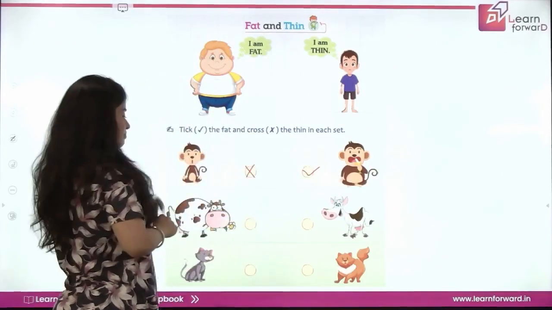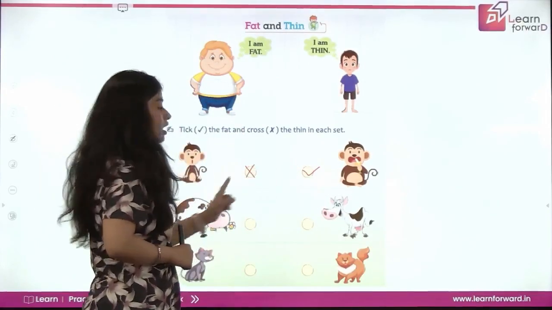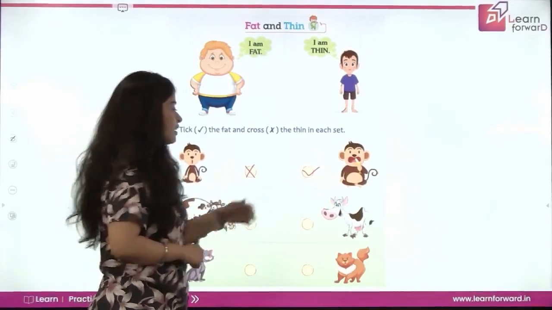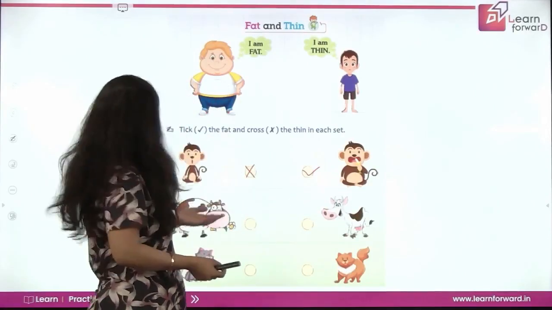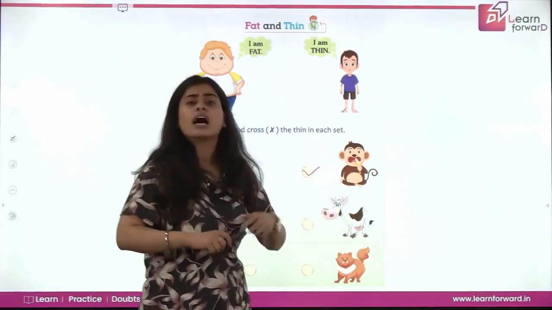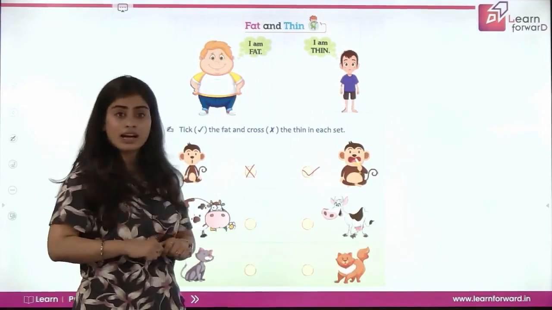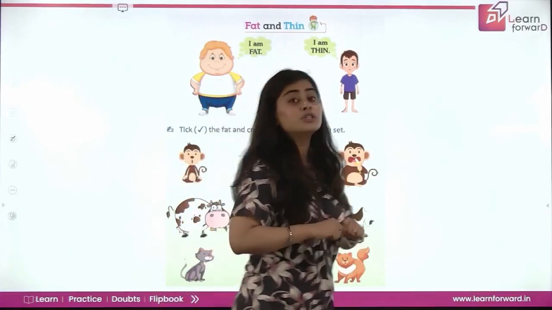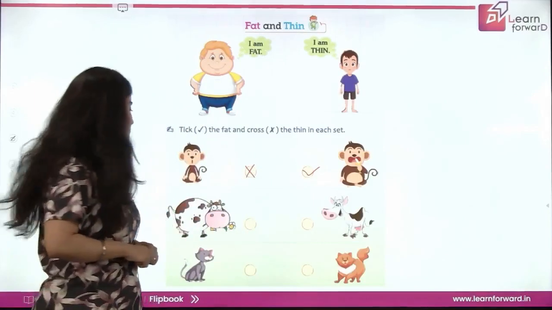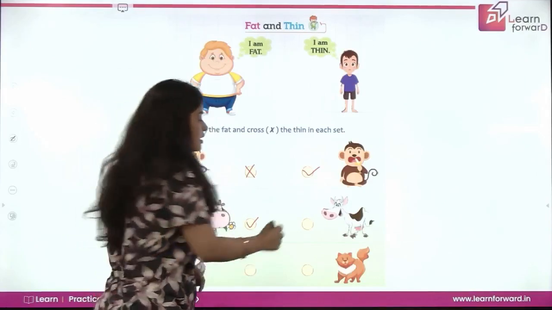Fat, thin. Now another one: there are two cows. One cow is looking so fat and this cow is very thin. So this one is fat and this cow is thin. And do you know the cow gives us milk? Yes, the cow is the animal which gives us milk that makes us healthy and stronger. So I will put a tick mark on this cow and a cross on this cow.